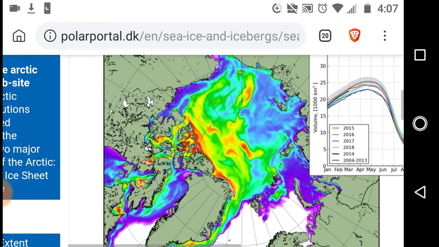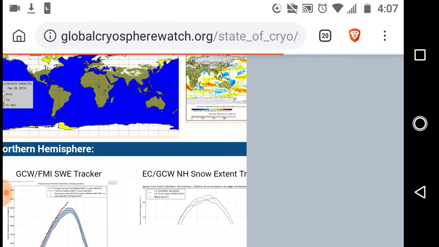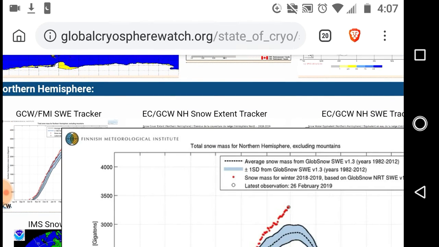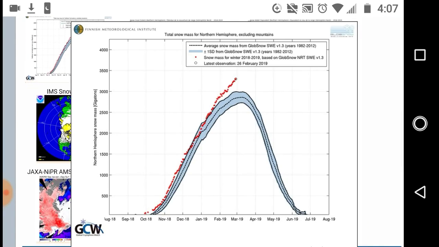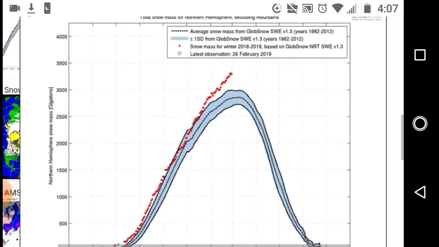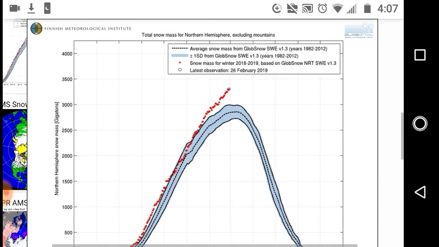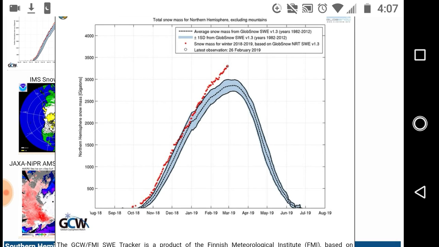All right. Let's check some other sites. How about Global Cryosphere Watch? Let's see how much snow's in the Northern Hemisphere. Oh. That much snow, huh? They don't want me to keep it on the screen, folks. Just kidding, it's just bad software. Anyway, there's the total snow mass for the Northern Hemisphere. And by the way, that blue area, that's the average from 1982 through 2012.